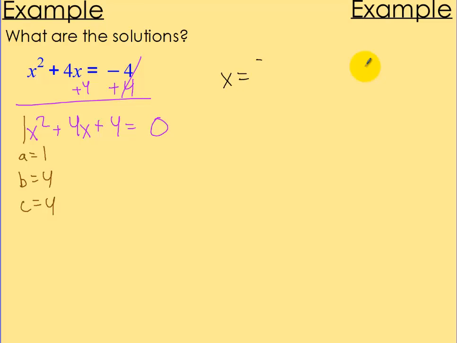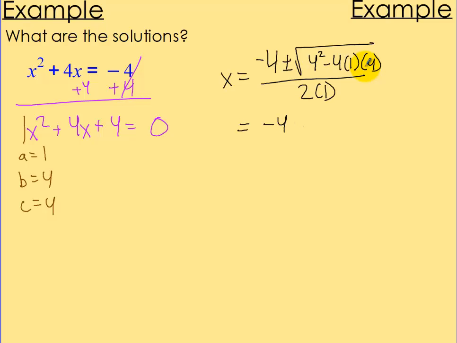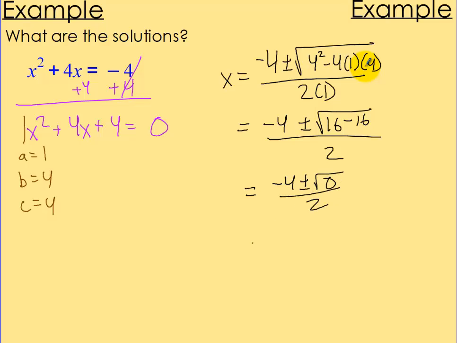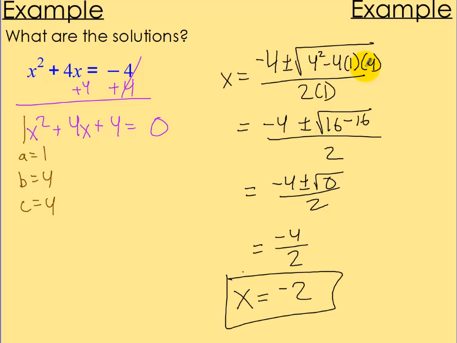x equals negative b plus or minus the square root of b squared minus 4 times a times c, all over 2a. So simplifying that, I get negative 4 plus or minus the square root of 4 squared, 16, minus 16, over 2. Well, 16 minus 16 is going to be 0. So that just becomes negative 4 plus or minus the square root of 0, over 2. And the square root of 0 is 0, so it's just negative 4 over 2. And so that comes out to just negative 2. So my answer is only one solution, x equals negative 2.